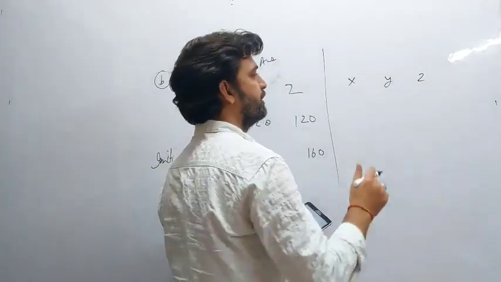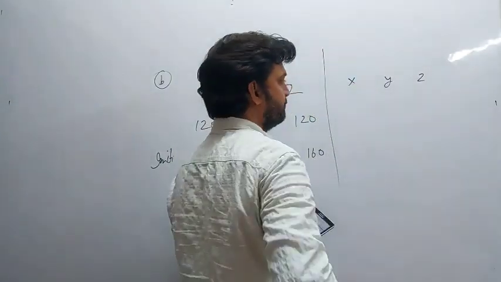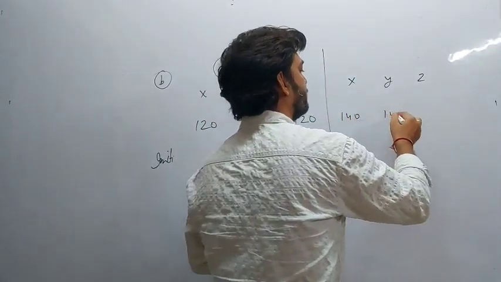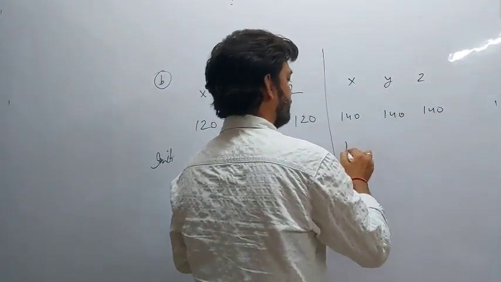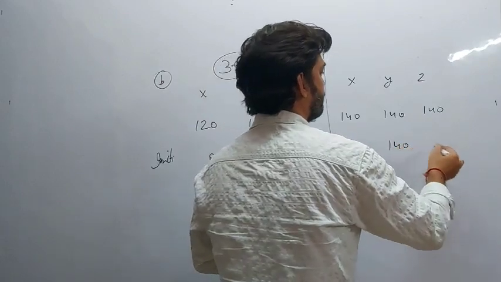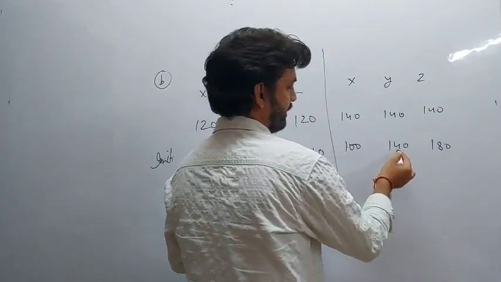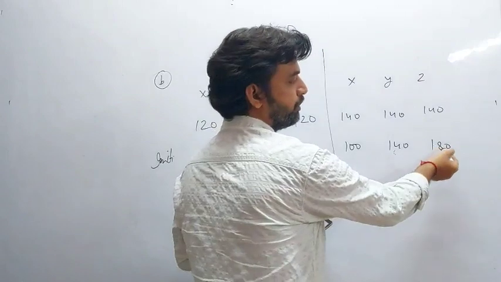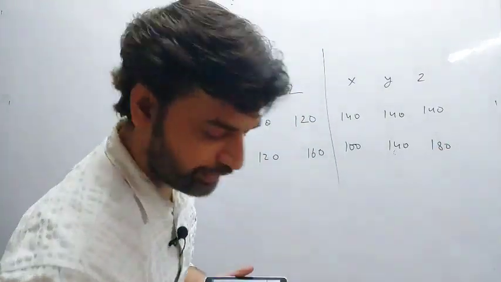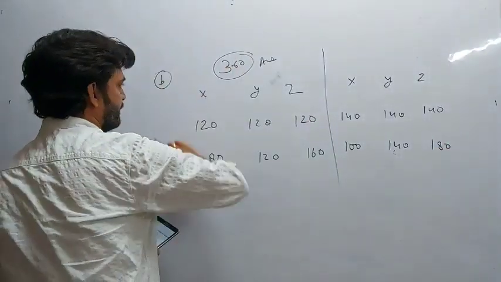420 is given. 420 means what? 140, 140, 140. So the original is what? 140 and 180. But if it gives 40, this becomes 100. 100 is not half of 180, right? So that's why this is the wrong one. So the answer is what? 360.